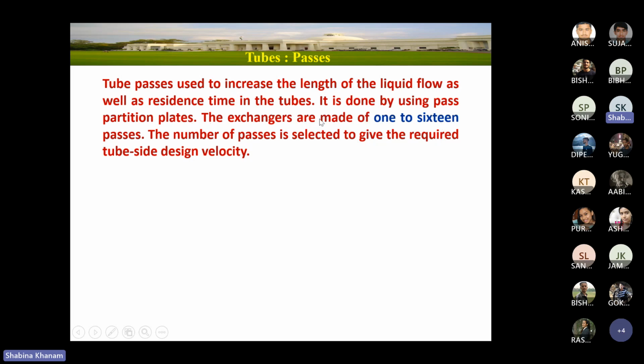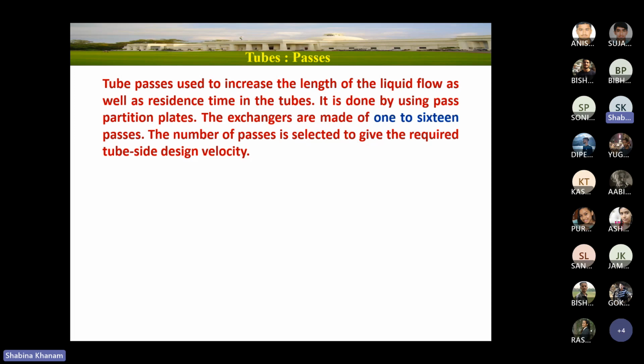Exchangers are made with 1 to 16 passes. Okay, one pass where there is no partition plate. 16 passes, you can imagine the complicated fluid movement in the tube side. Okay, and the number of passes is selected to give the required tube side velocity. If you consider the last class, there we have discussed the tube side velocity. For liquid, for processed liquid, it is 1 to 2 meter per second.